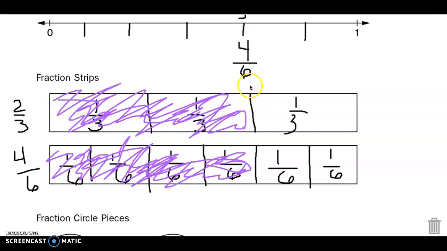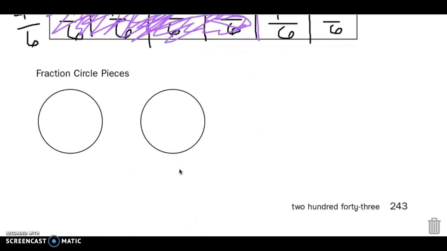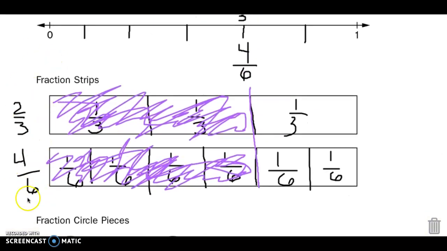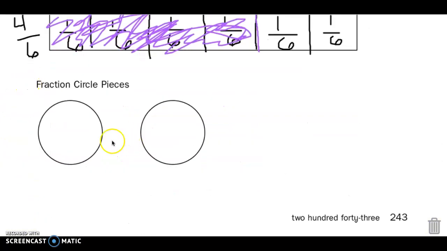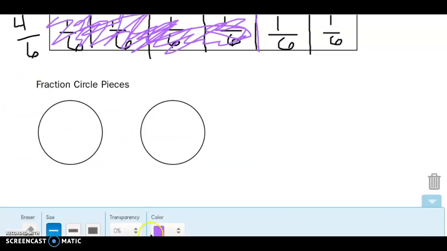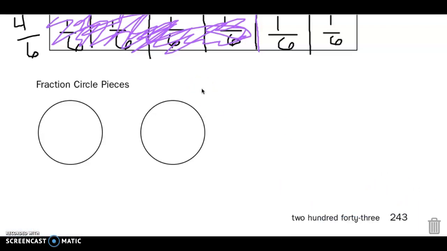Are those equal? Did I just justify my answer and prove that they're right? Yeah, the same amount is shaded in. So that was another way to prove that 2/3 and 4/6 are equivalent to each other. And lastly, we want to justify our answer one more time. Make sure it makes sense.